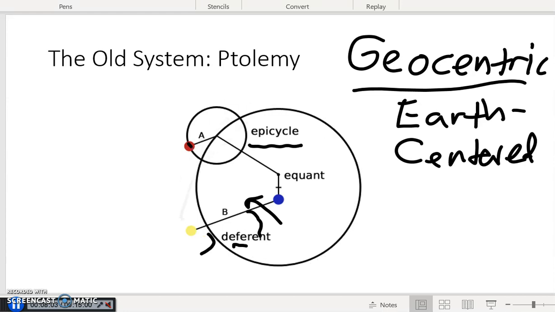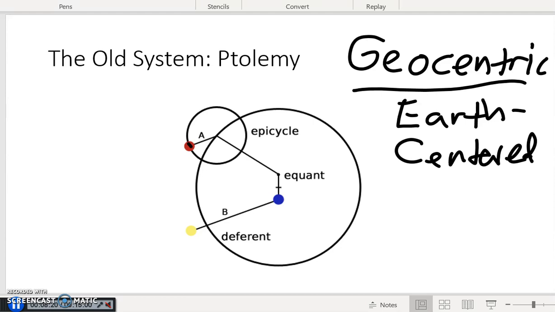Okay, so retrograde motion is nothing other than when a planet is moving against the general preferred direction of stars. Okay, so that's the old system. That's the Ptolemaic system. And that was the system that was in place when Kepler started working with Tycho's data.